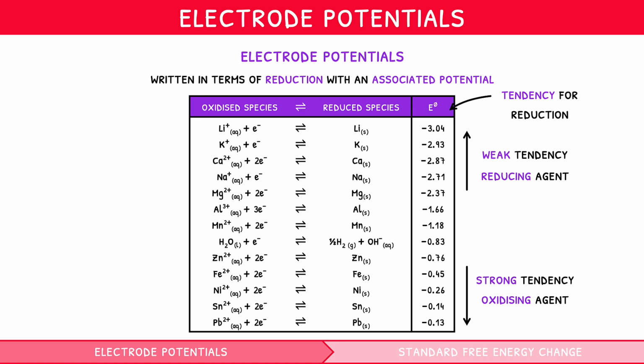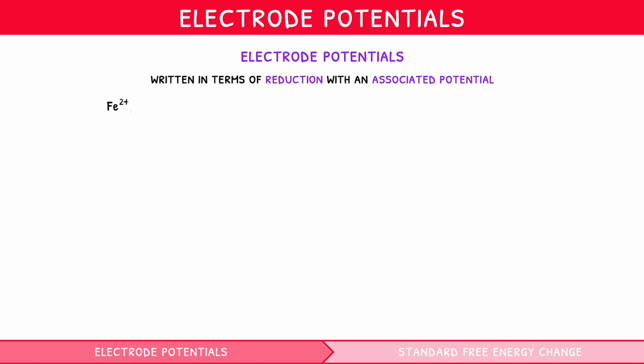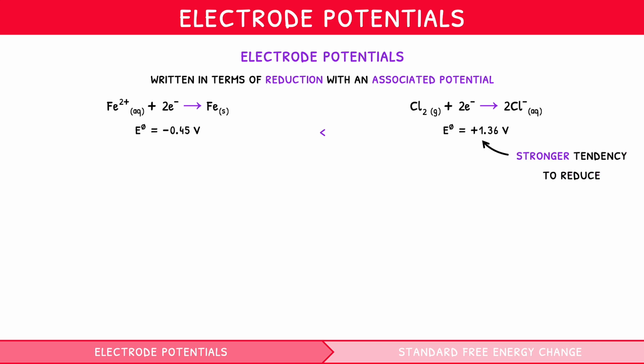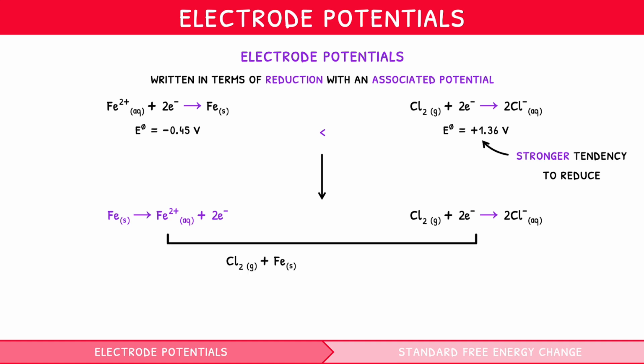two half equations. For instance, let's say we were given the two following half equations. Fe2+ plus 2e- goes to Fe, with an electrode potential of minus 0.45 volts, and Cl2 plus 2e- goes to 2Cl- at 1.36 volts. Since the electrode potential for Cl2 is greater than that of Fe2+, chlorine has a stronger tendency to be reduced. Therefore, the Fe would be oxidized and its equation reversed. So, the Cl2 would gain its electrons from Fe, forming the overall redox equation of Cl2 plus Fe goes to 2Cl- plus Fe2+.